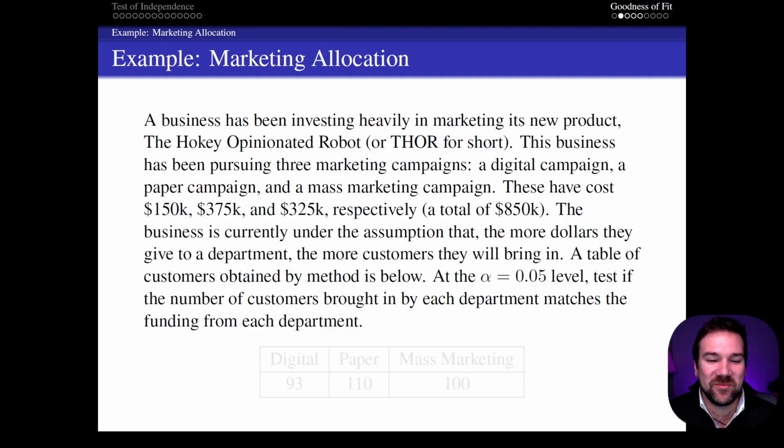The business has been pursuing 3 different marketing campaigns, digital, paper, and mass marketing, but these have differential costs. The cost for the digital campaign is $150,000 per year. For the paper campaign, they're investing $375,000 per year. And for the mass marketing campaign, they're investing $325,000 a year. These are essentially their total marketing budget. If we add them all together, we have a total marketing budget of $850,000 a year for this particular company.